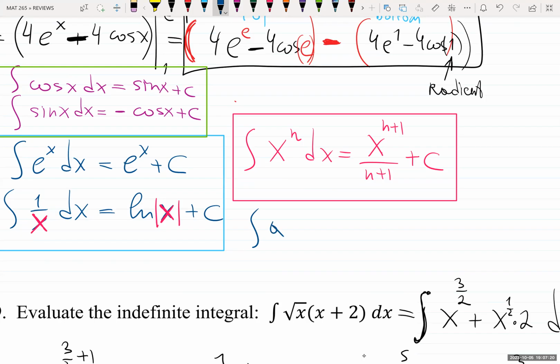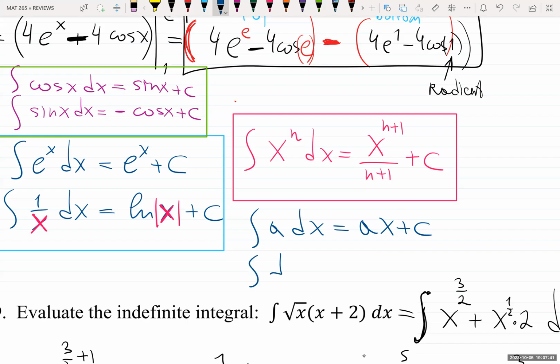It's just the integral of a dx is ax plus c. It's just that x is hidden here with the power 0, and then it becomes 0 plus 1 over 0 plus 1. So it's still part of the power rule, but sometimes it's confusing. The integral of a is ax plus c.